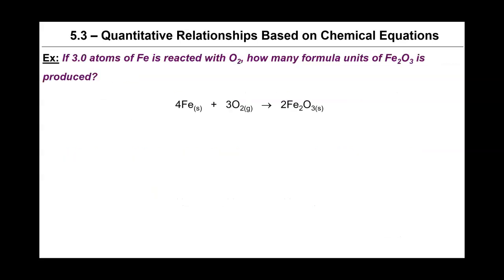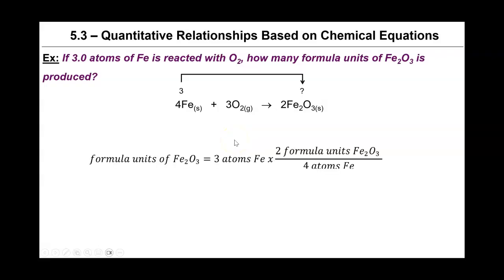So we'll look at another one now. It says, if 3 atoms of iron is reacted with O2, how many formula units of Fe2O3 is produced? So this is our setup. Now what's important to recognize is for every 4 irons that we react, we're going to produce 2 Fe2O3s. So with that information in mind, the number of formula units of Fe2O3 produced can be calculated easily.